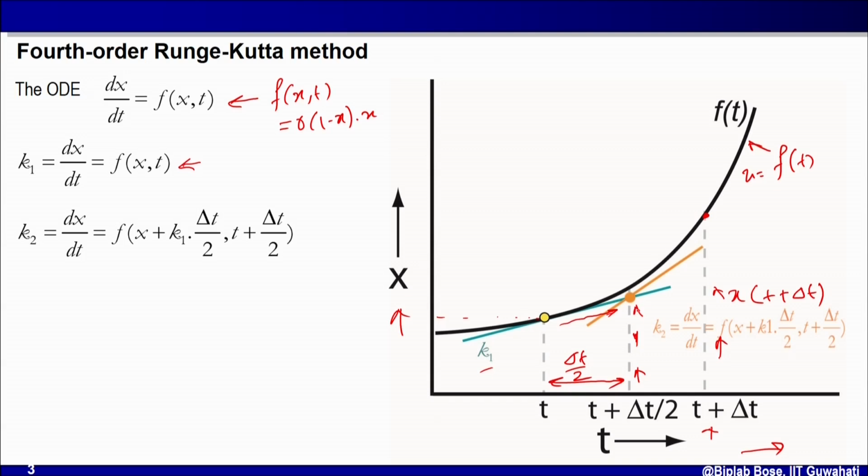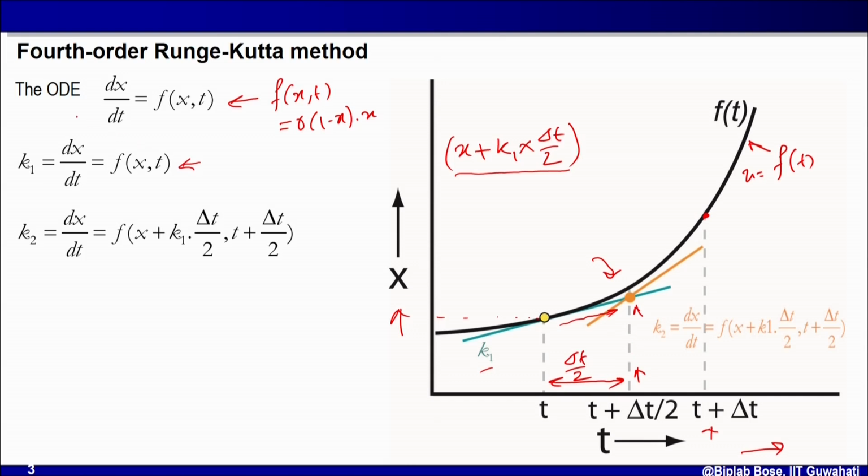What is the value of x here? The value of x at this position is x plus k1 into the interval delta t by 2. So the value of x here in this orange dot is actually x plus k1 into delta t by 2. So now what I will do, I will estimate the slope. If I draw a tangent there and estimate the slope of that, I will get the slope k2.